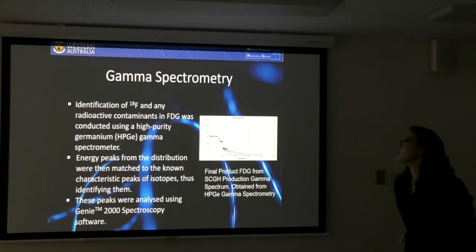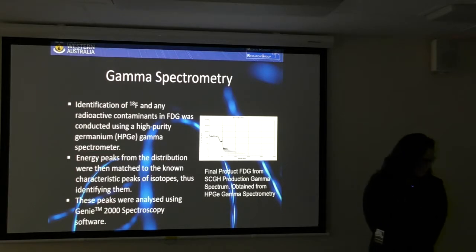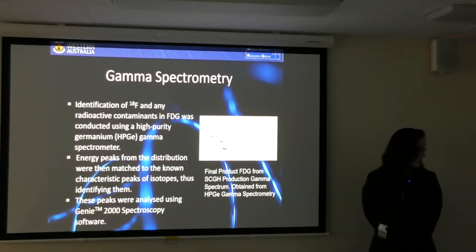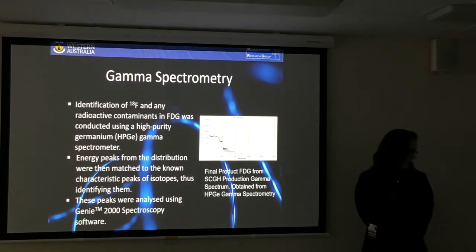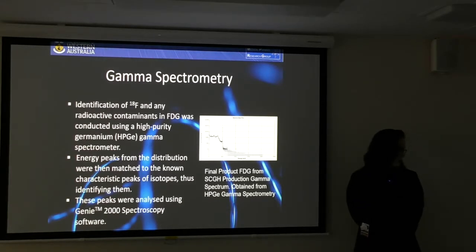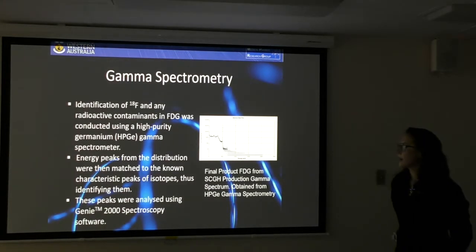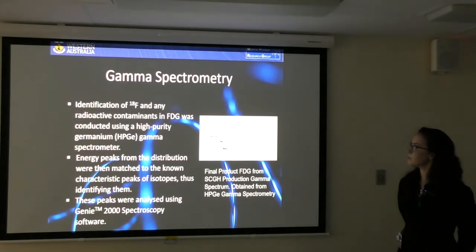So as I said before, I'll be using gamma spectrometry. The identification of F18 and any radioactive contaminants in the FDG will be conducted using a high purity germanium gamma spectrometer. The information obtained from the gamma spectrometer is in the form of energy distributions, and the energy peaks from distributions can then be matched to any respective isotopes so they can be identified. The gamma detector is high purity germanium, so it's extremely sensitive and has a very high resolution.